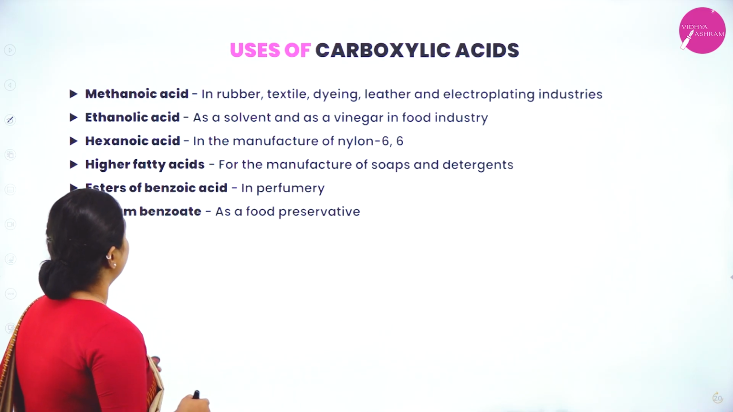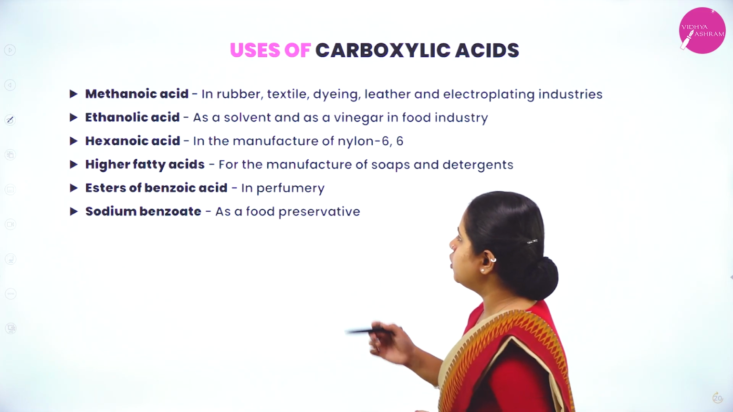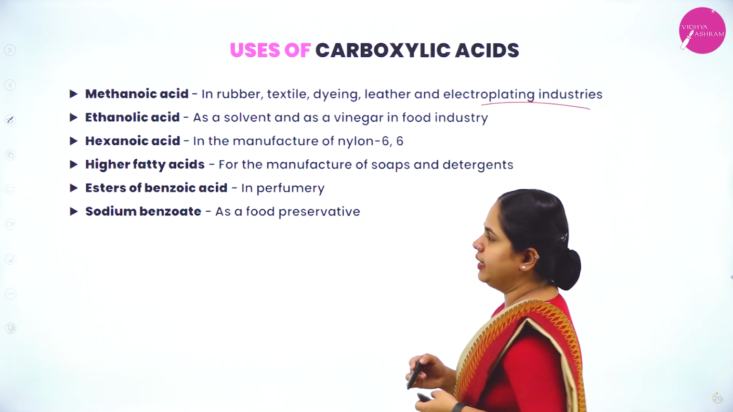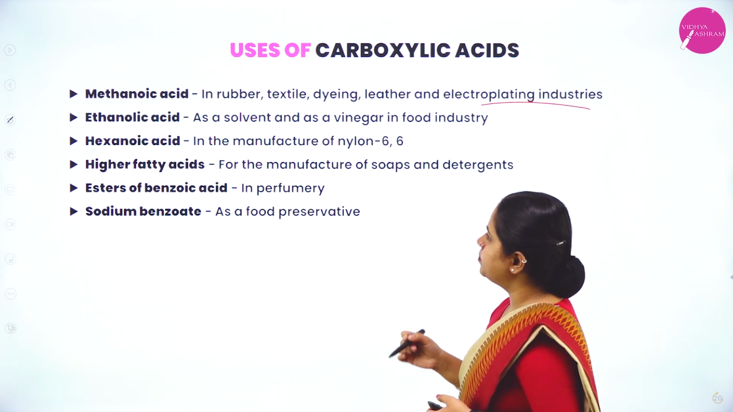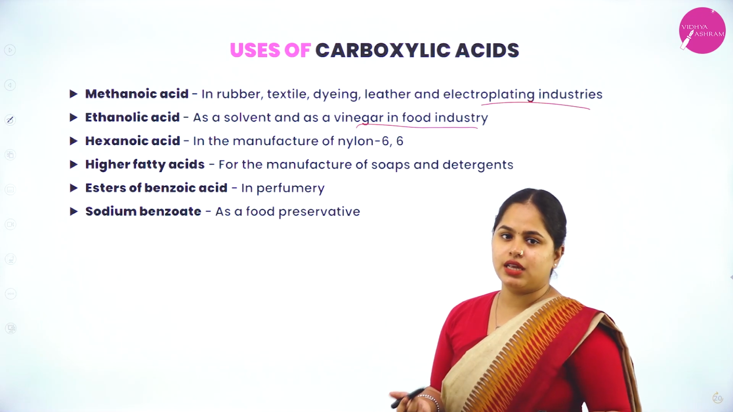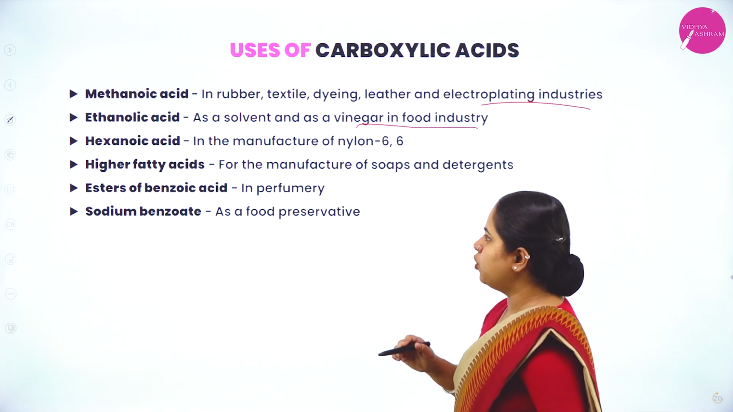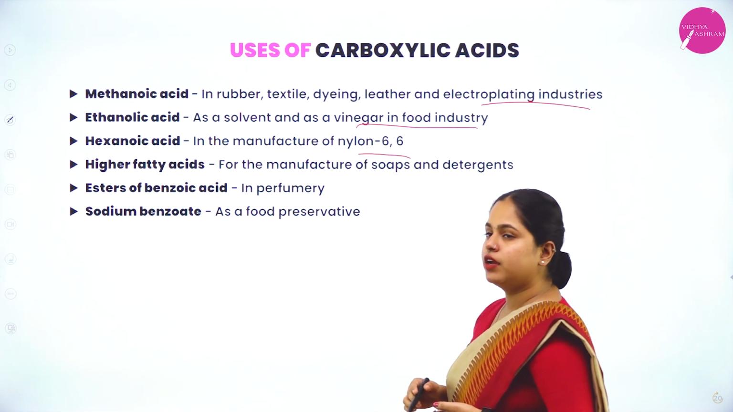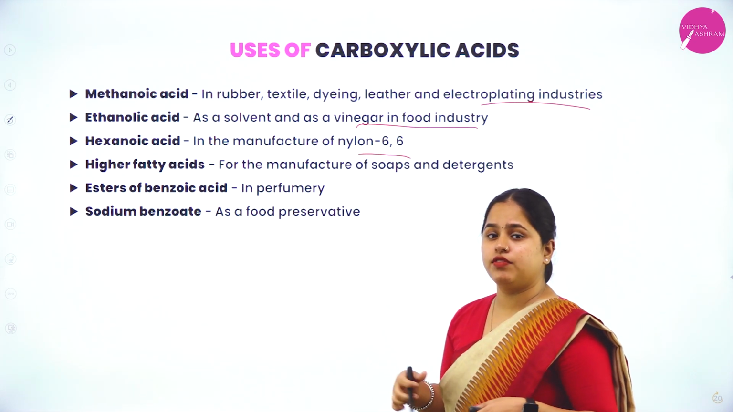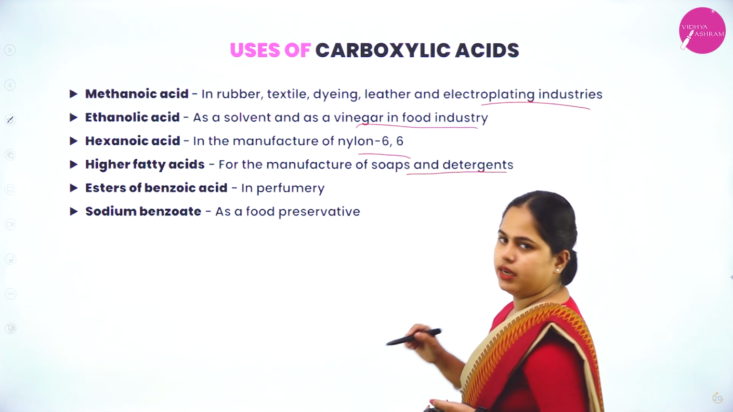Clear? So now moving on to the last part, that is the different uses of carboxylic acids. Methanoic acid is used in rubber, textile, dyeing, leather and electroplating industries. Now ethanoic acid is used as a solvent, and as in vinegar in the food industry. So what is the acid present in vinegar? It is ethanoic acid or acetic acid, right? Hexanoic acid is used in the manufacture of nylon 6,6. Now higher fatty acids, that is, those having more carbon atoms, are used for the manufacture of soaps and detergents.